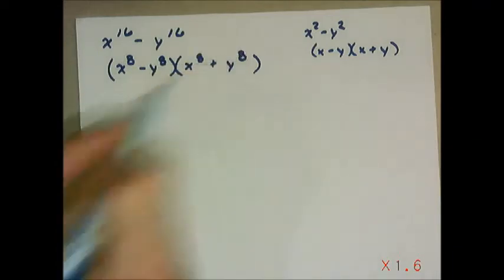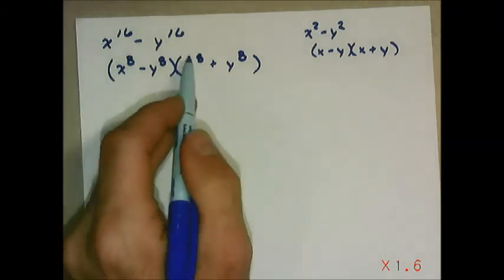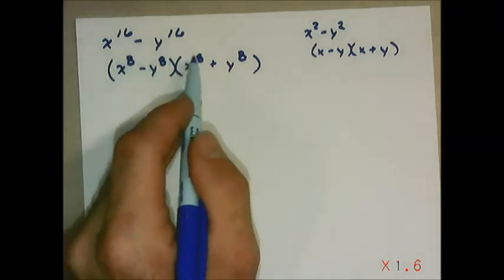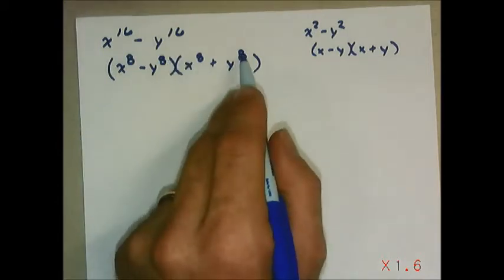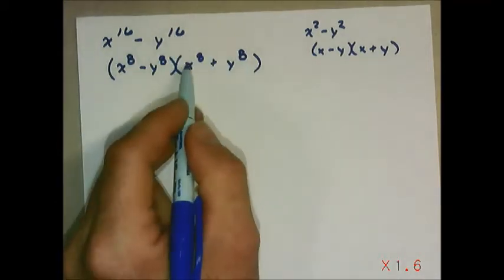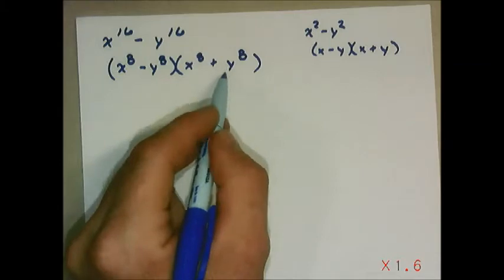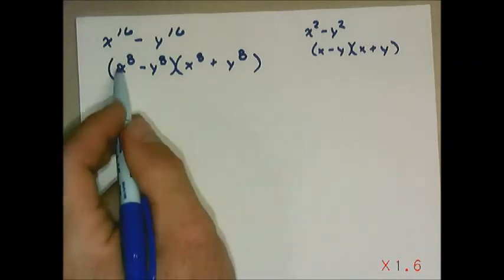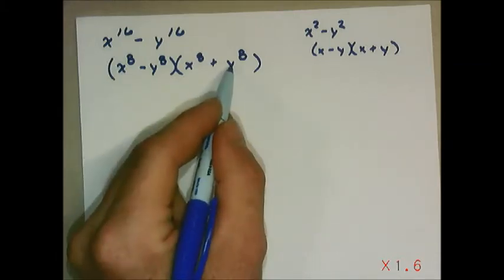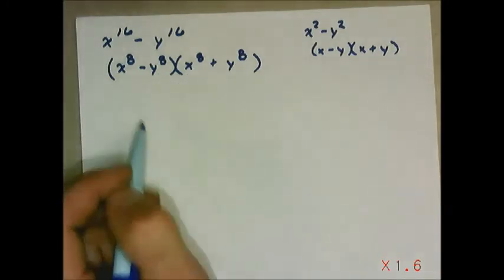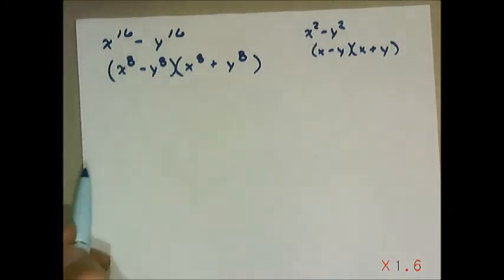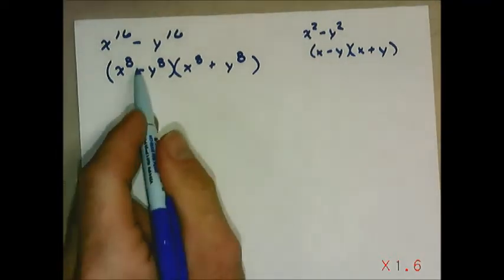Notice when I multiply these together, remember we add exponents, so 8 plus 8 gives me the 16, y to the 8th and y to the 8th gives me y to the 16th, and my two middle terms are going to cancel each other out. Here we have a positive x to the 8th, y to the 8th, and here we have a negative x to the 8th, y to the 8th. But look, x to the 8th minus y to the 8th, that's factorable.